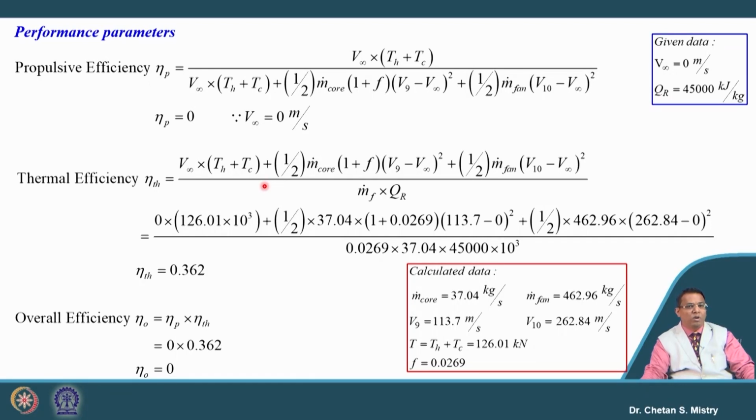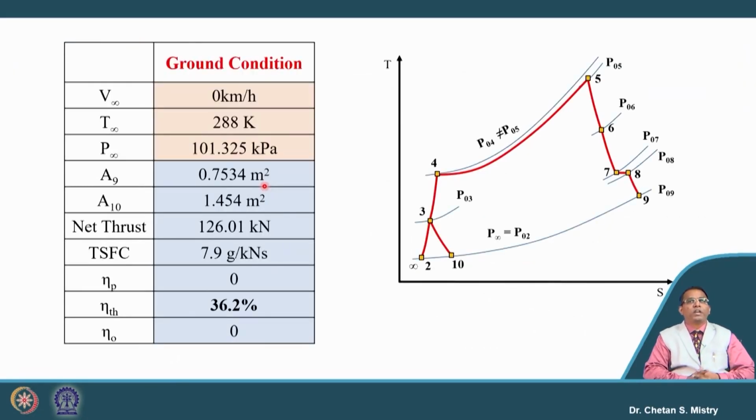So, let us come to the summary here. We have done this numerical for the ground condition, where temperature and pressure are known to us. We have done our calculation for the exit area of the fan nozzle as well as for the core engine or the turbine nozzle. The net thrust developed by this engine is 126 kilonewton. Thrust specific fuel consumption also we have calculated, and our propulsive efficiency is 0 because it is a ground condition. Thermal efficiency is 36.2% and overall efficiency is 0.